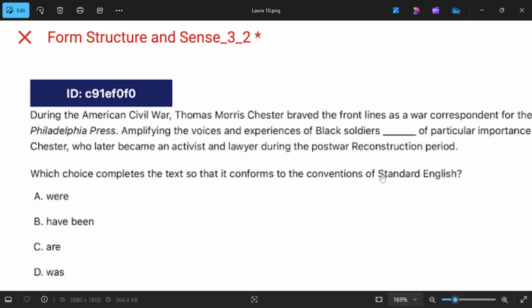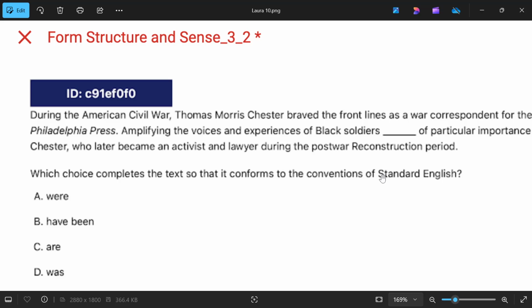So as always, first read and understand the question. Which choice completes the text so it conforms to the conventions of standard English? I know this is a writing or English question. And then glance at the answer choices. I see different verbs here: were, have been, are, those are all plural. Was is singular. So I know this has to do with either verb tense or number.